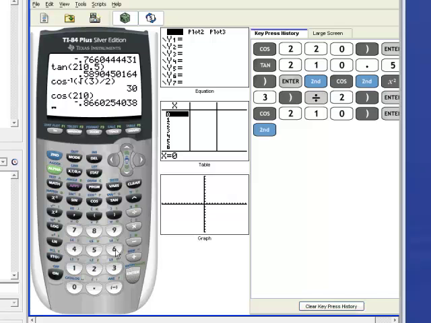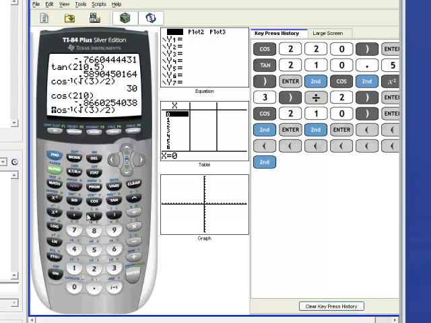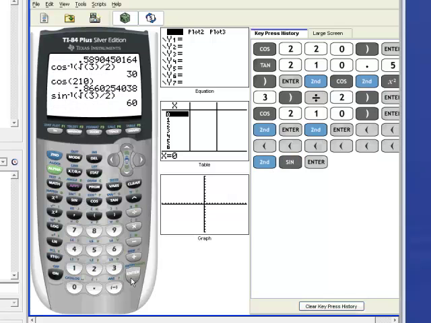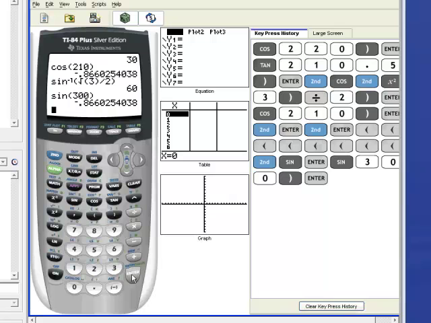And just one more, the inverse sine of the square root of 3 over 2. 60 degrees, we were in quadrant 4, so we come up with 300 degrees, and then we double check that sine of 300 degrees is the original negative square root of 3 over 2. And with that one, I conclude this problem section for the reference angle.